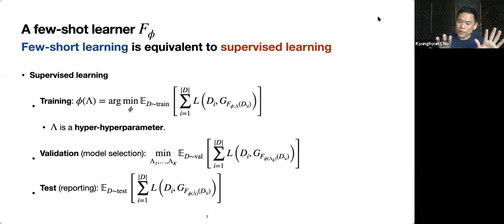And then once that is all done, we're going to use this test set of few-shot data sets in order to tell how well this few-shot learner is going to work in the sense of generalization. So really, other than the fact that we have two different levels of parameters as well as hyperparameters, it's really just supervised learning.